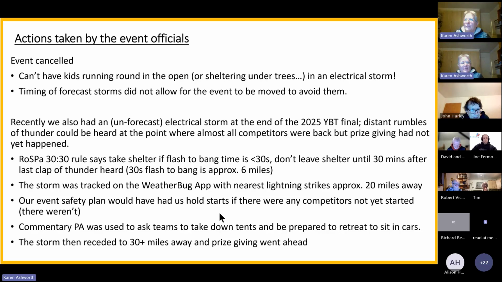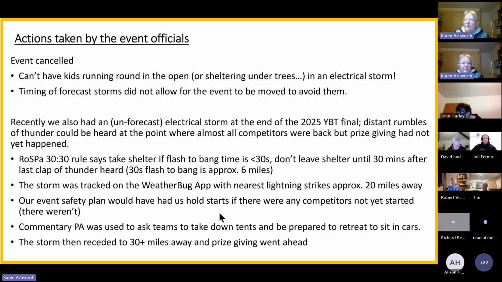And then as a follow-up to that, this year, we had an unforecast electrical storm at the end of the 2025 YBT final, which we were hosting. Distant rumbles of thunder at the point where almost all the competitors were back, but the prize giving hadn't yet happened.